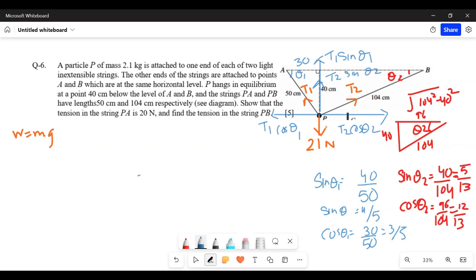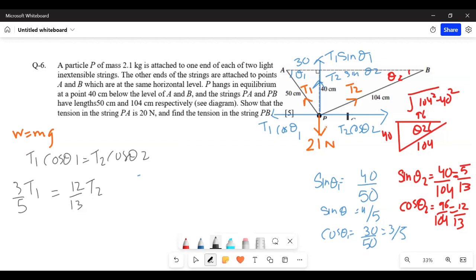Okay. Now we have to find T1 and T2. Let's equate the left forces to the right forces, and the up forces to the down forces. So T1 cos theta 1 equals T2 cos theta 2. That is, T1 times cos theta 1 is 3 by 5, so 3 by 5 T1 equals T2 times cos theta 2, which is 12 by 13. That's equation number 1.